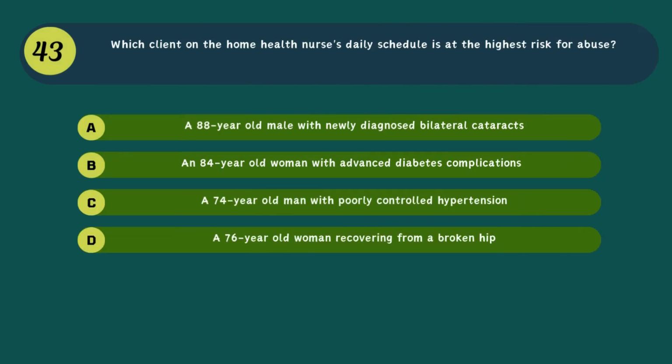Question 43. Which client on the home health nurse's daily schedule is at the highest risk for abuse? A. An 88-year-old male with newly diagnosed bilateral cataracts. B. An 84-year-old woman with advanced diabetes complications. C. A 74-year-old man with poorly controlled hypertension. D. A 76-year-old woman recovering from a broken hip.